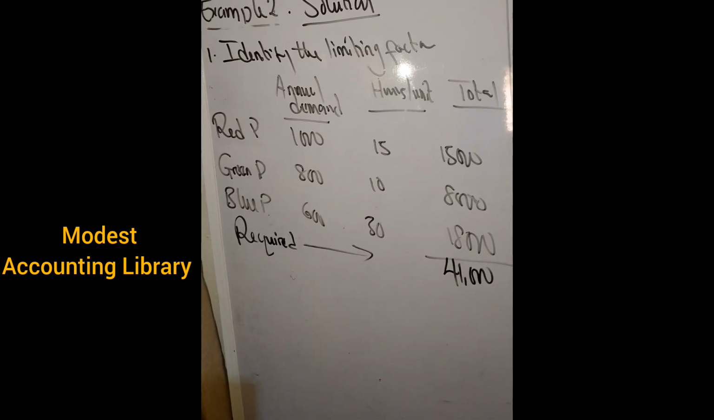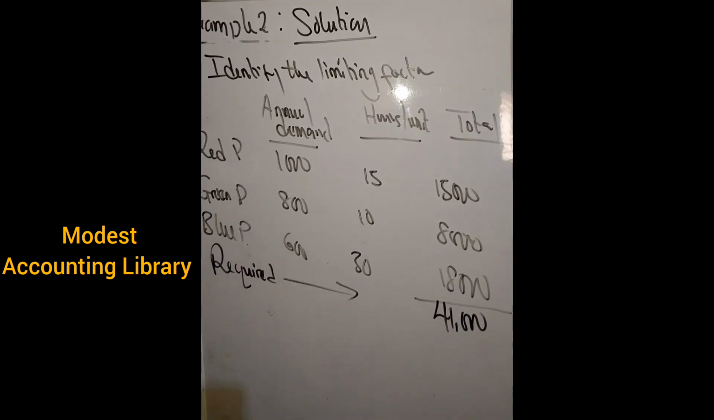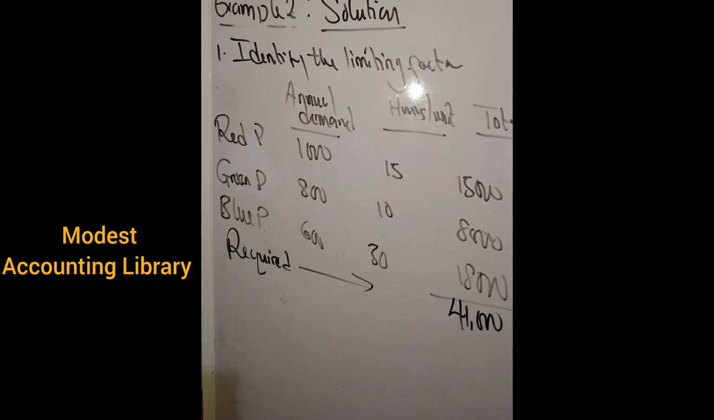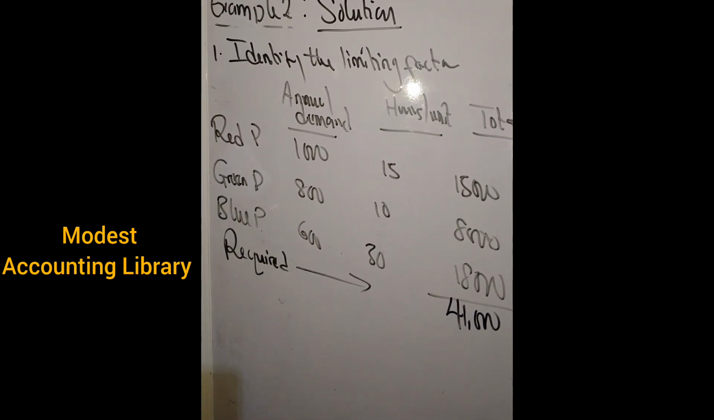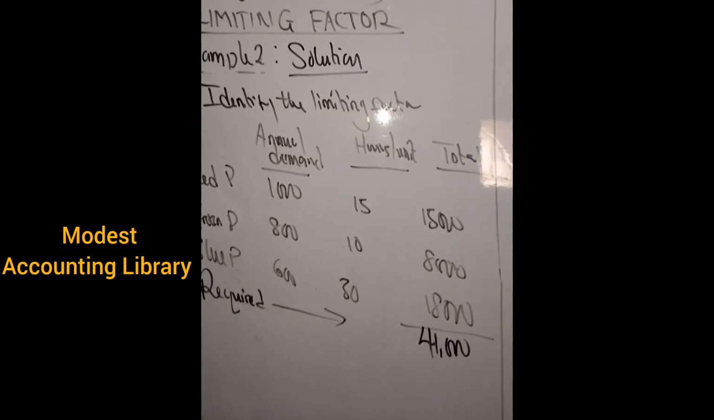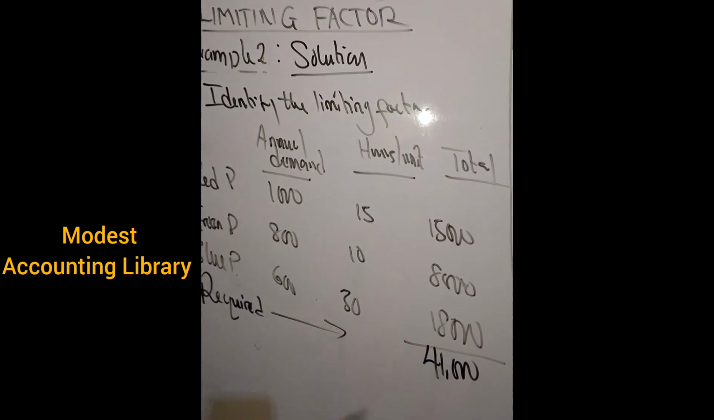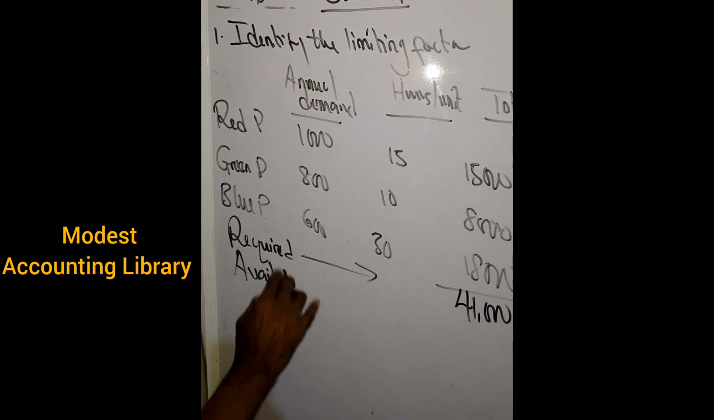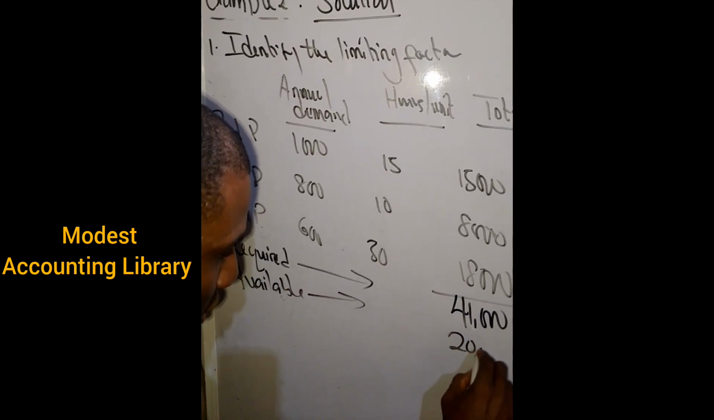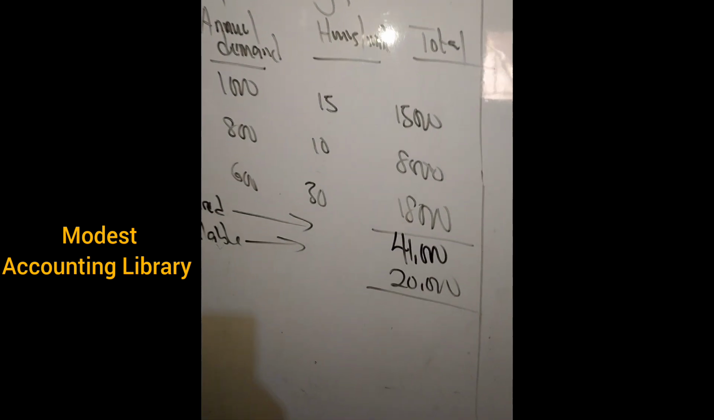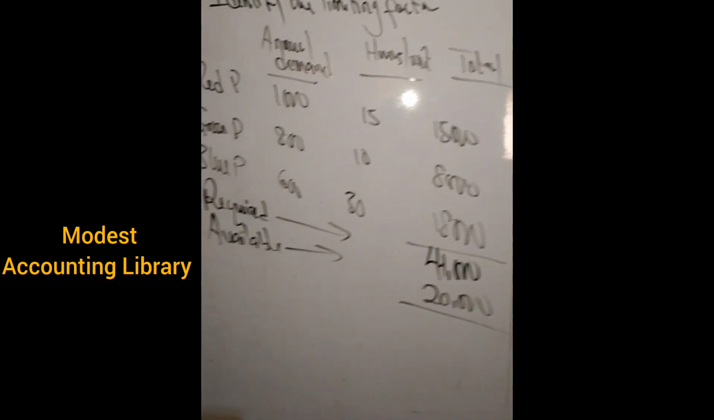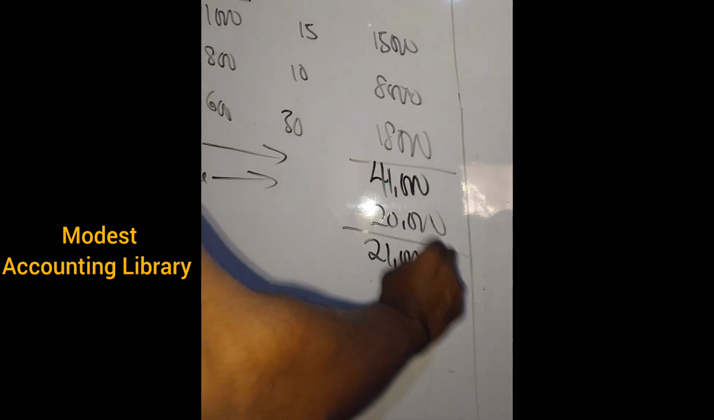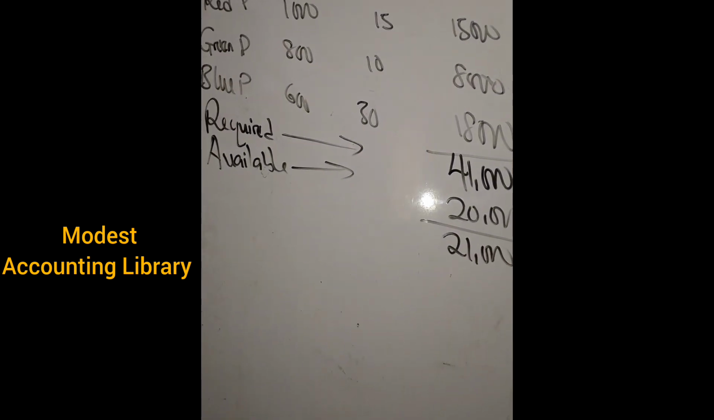Now let's check what is available that they gave us in the question. They asked what production mix will maximize the annual contribution if labor is restricted to 20,000. So this is the total labor hours available: 20,000. If this is the required and this is the available, it means there is a shortfall of 21,000, because what is required is more than what is available.